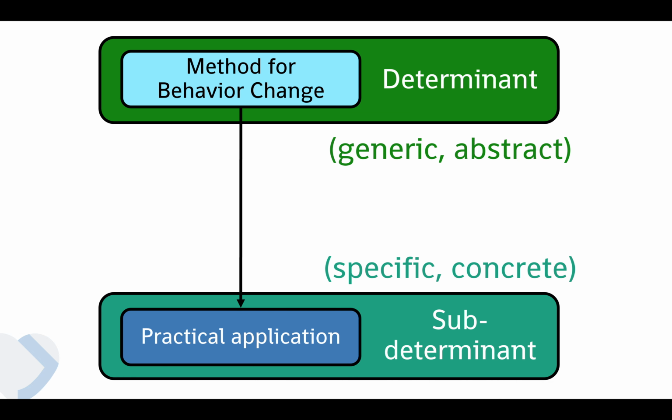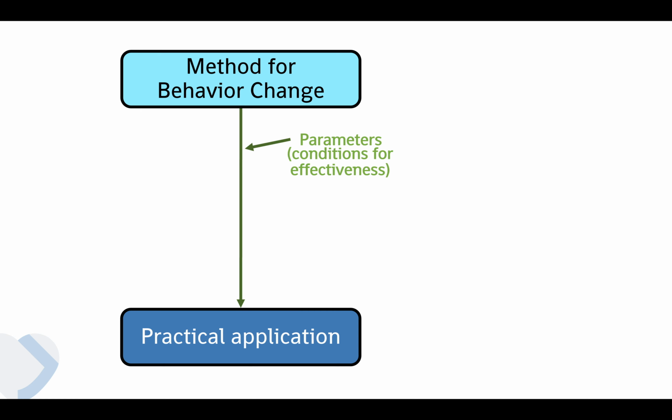So you have to translate these methods also to a practical application. Vicarious learning, for example, modeling, so using a role model to do something, can look loads of different ways. You can do it in a comic, you can do it on a billboard, you can do it in a video, in a serious game, whatever. What you choose, which practical application of the method you choose, depends on lots of things. For example, the parameters, those conditions for effectiveness that we mentioned earlier, population characteristics, culture, context. So you could use very different looking things, very different applications, but they can all implement the same method.